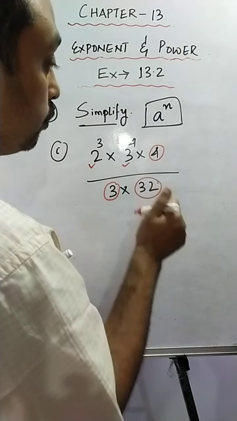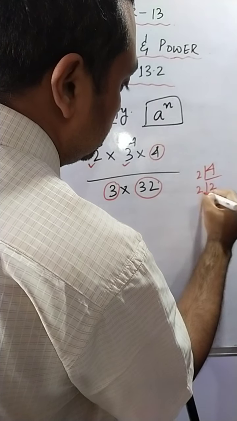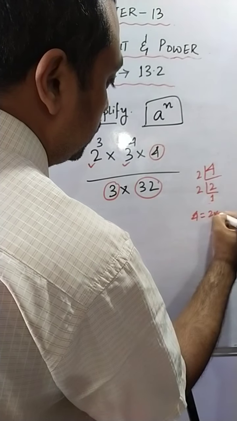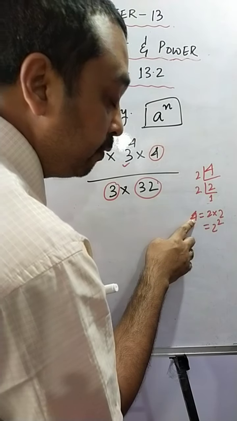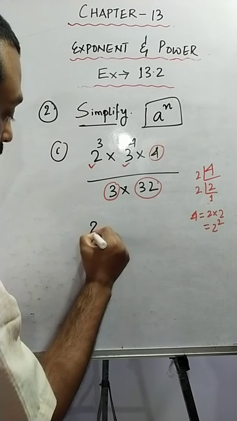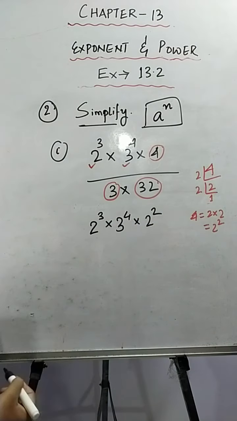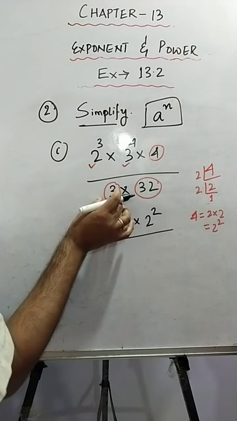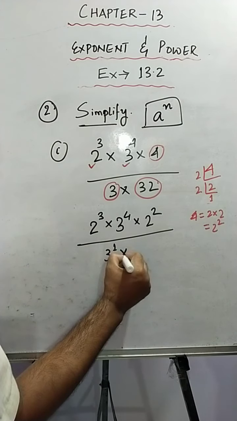So in place of 4, what can we write? If we do the prime factorization, 4 can be written as 2 into 2, that means 2 square. So what is the exponential form of 4? That is 2 square. So in place of 4, we will write 2 square. That is 2 cube, 3 to the power 4 and 2 square. Fine. So we are converting all the numbers to exponential form. Now 3 is already in the exponential form because 3 is carrying 1 as exponent.